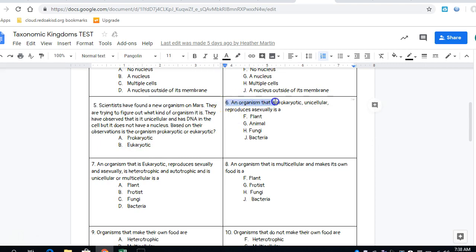Question 6, an organism that is prokaryotic, unicellular, and reproduces asexually is F, a plant, G, an animal, H, a fungi, or J, bacteria.